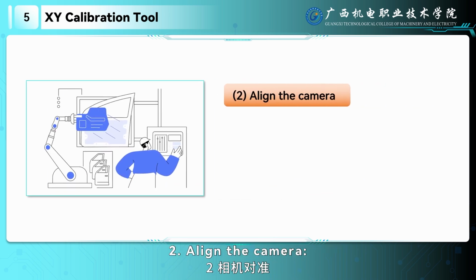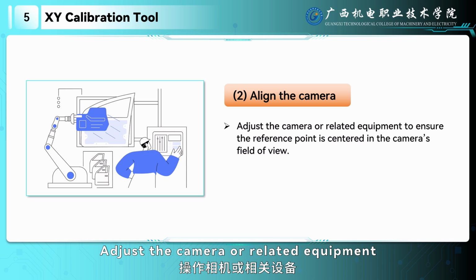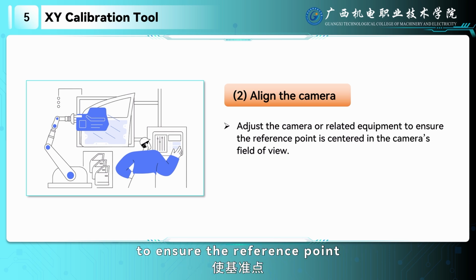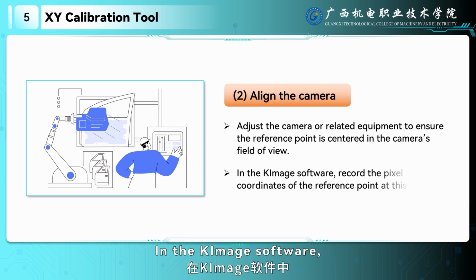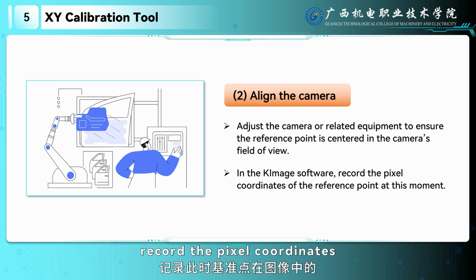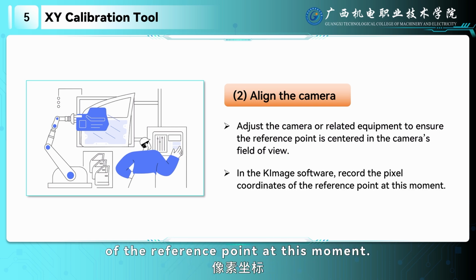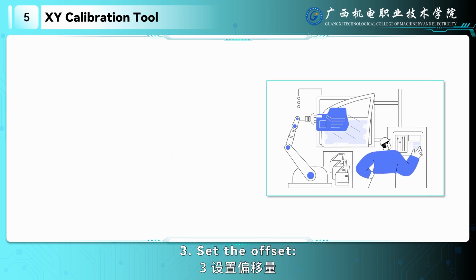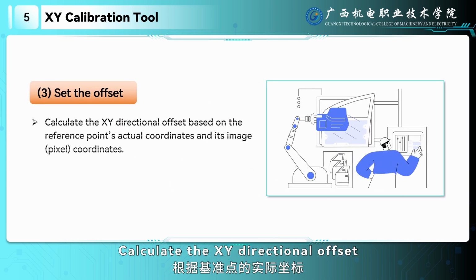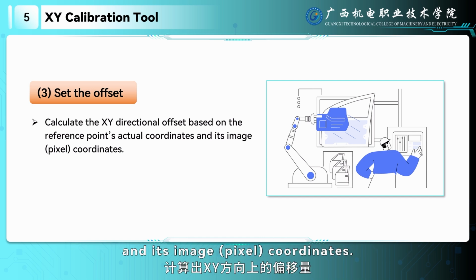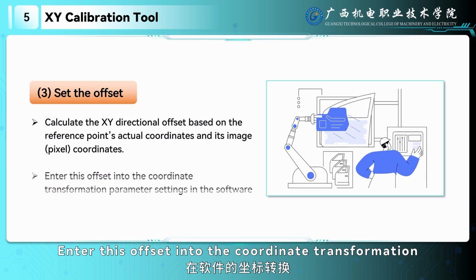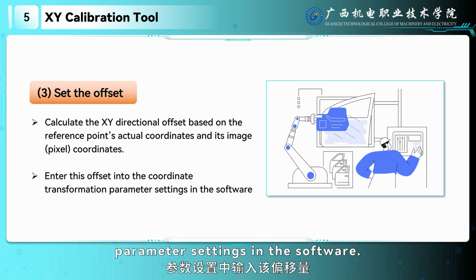2. Align the camera. Adjust the camera or related equipment to ensure the reference point is centered in the camera's field of view. In the Calibration software, record the pixel coordinates of the reference point at this moment. 3. Set the offset. Calculate the XY directional offset based on the reference point's actual coordinates and its image pixel coordinates. Enter this offset into the coordinate transformation parameter settings in the software.